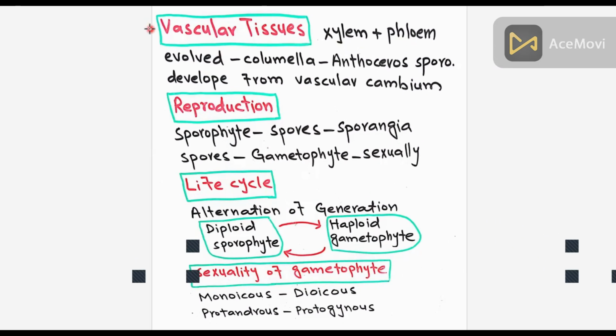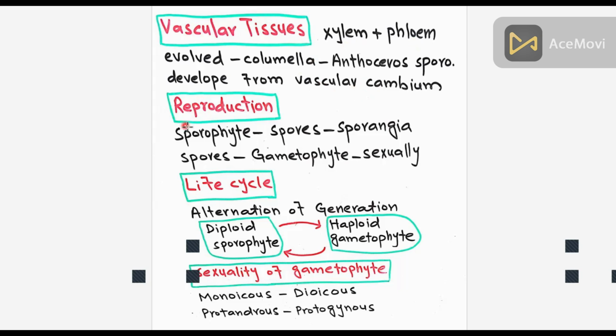Vascular tissues. The sporophyte of pteridophytes is characterized by the evolution of two general types of conducting tissues, the xylem and phloem. It is believed that xylem and phloem have evolved from the columella of Anthoceros sporophyte. The vascular elements develop from a column of meristematic tissue called vascular cambium.